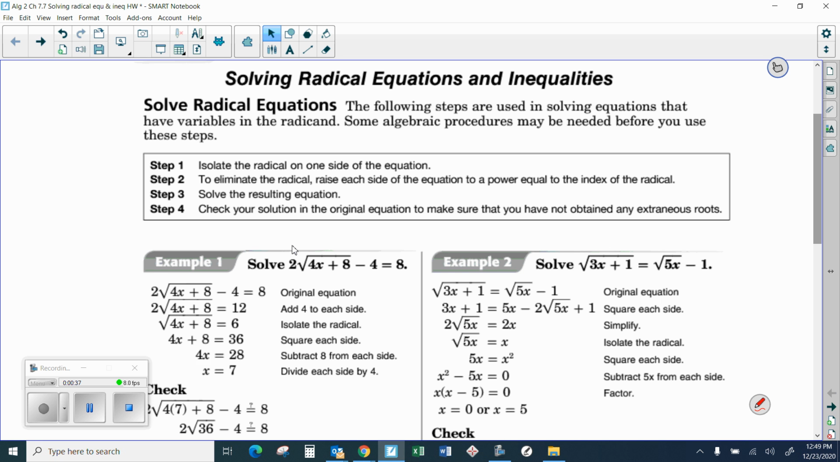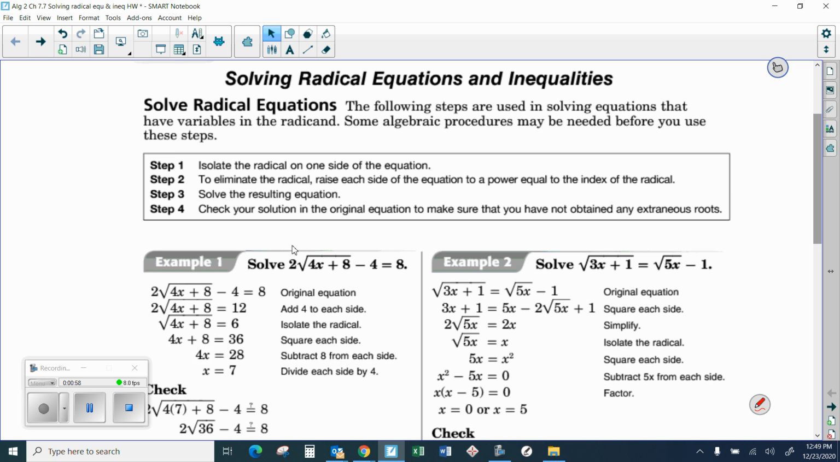Solve the resulting equation. Check your solution in the original to make sure you have not obtained any extraneous roots. Remember, the key word in extraneous is extra. We talked about this in geometry a little bit as well. I told you to see it in algebra 2. Okay, so it's an extra root. That's why you have to check your answer. Sometimes you'll have an extra one that does not work.